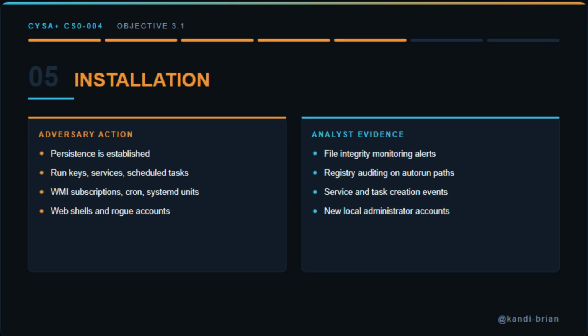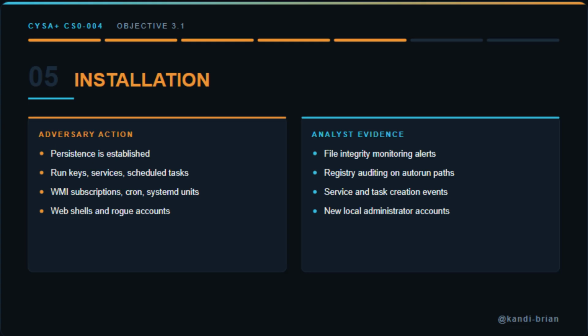Phase 5 is installation. Installation is persistence. The adversary establishes a presence that survives a reboot, a log-off, or a user closing the document. The mechanisms are a finite list, and knowing them is directly useful in hunting. Run and RunOnce registry keys, scheduled tasks, Windows services, startup folder entries, WMI event subscriptions. On Linux, cron jobs, systemd units, and shell profile modifications. Web shells dropped into a public-facing application directory. Malicious accounts created for later use.